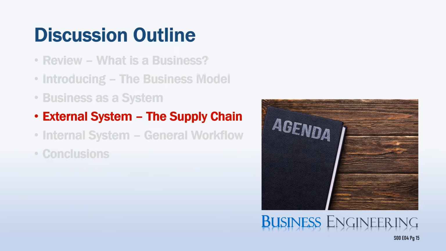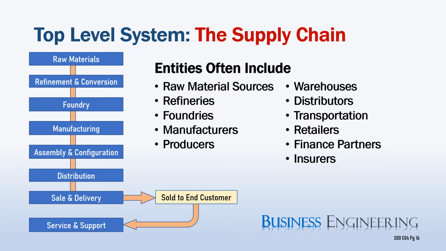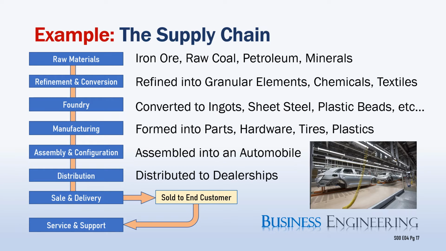Let's now explore the top-level system, that of the supply chain. Outside the four walls of a singular company is the network of providers which enable that firm to do business. These entities often include raw material sources, refineries, foundries, manufacturers, producers, warehouses, distributors, transportation, retail partners, finance partners, insurers, and much more. Let us create an example of the supply chain.